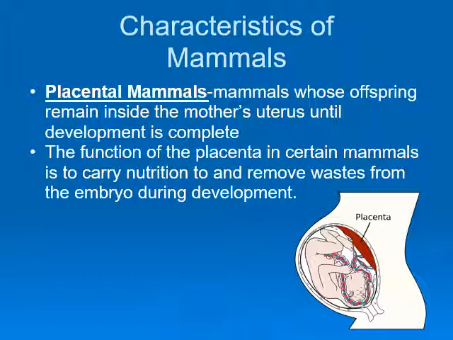The function of a placenta in certain mammals is to carry nutrition to and remove waste from the embryo during development. So we can see the placenta here in the diagram shown up above the baby inside of the mother's uterus. The umbilical cord is attached to that. So the baby's going to be getting some nutrients from the mom, and also giving away some of the waste that the baby's producing on the inside. So that's going to be characteristics of the placental mammals.